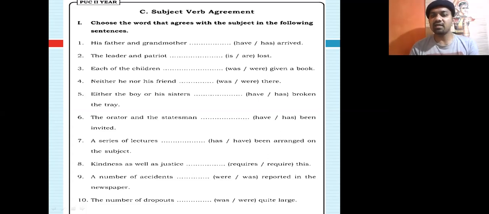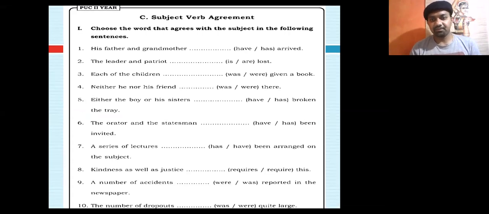Either the boy or his sisters have broken the tray. Have broken, have is used for subject-verb agreement because after nor the subject is plural. His sisters. That's the reason why have is used. Either the boy or his sisters have broken the tray. Look at the sixth example, which is interesting. The orator and the statesman have been invited or has been invited?